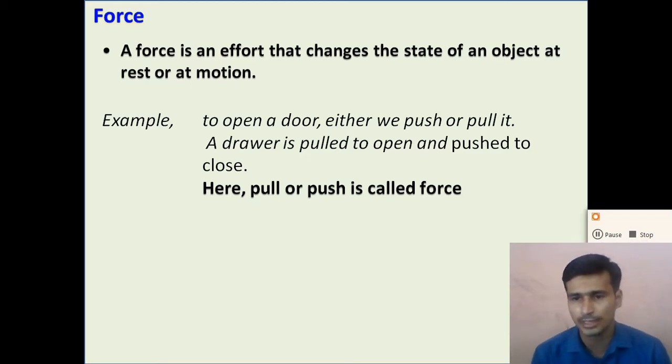If the object is at rest, it can be in motion, right? If the object is in motion, it can change its direction also, right? For example, to open a door, we require to apply a push or pull, right? So push or pull is one type of force, right? A force is a quantity that can change the state of the object, that can change the position of the object.